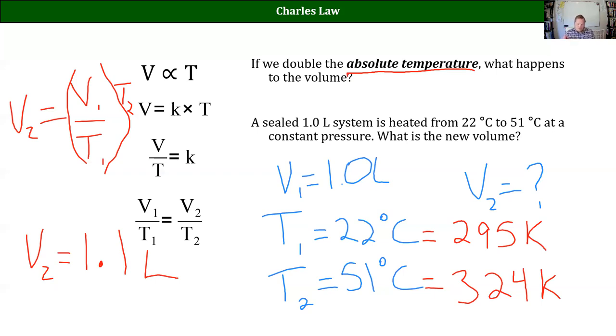All right, and so these are what are known as the. Actually, let's answer this first question that I missed. If you double the absolute temperature, what happens to the volume? At a constant pressure, with a sealed system, what should happen to the volume if you double the temperature? It goes up. How much?